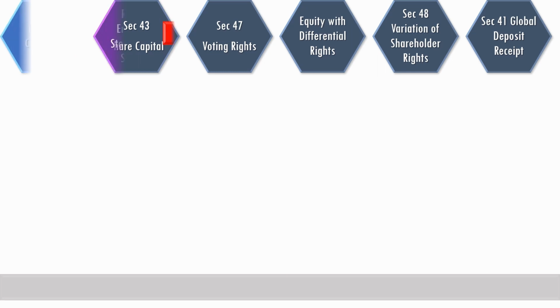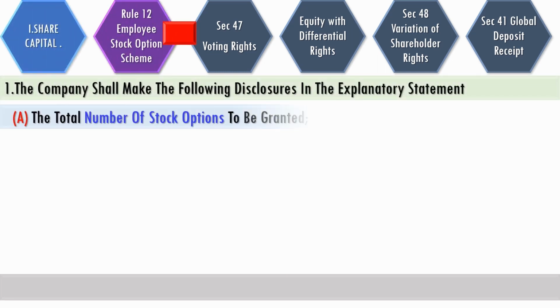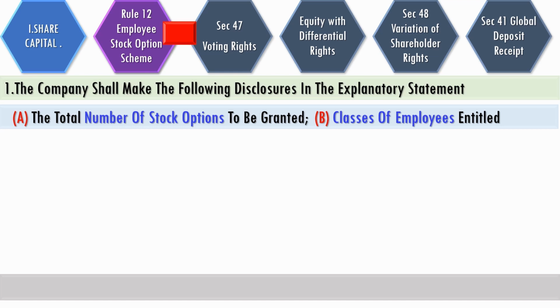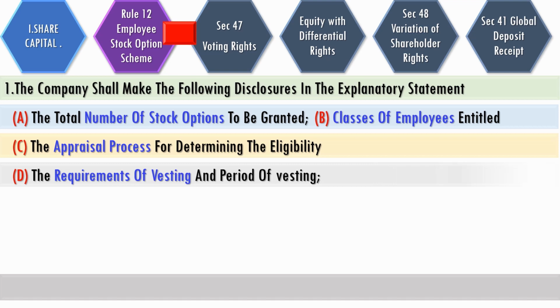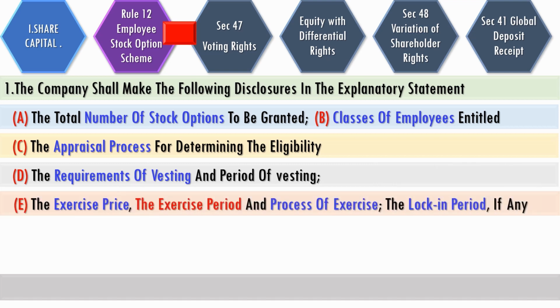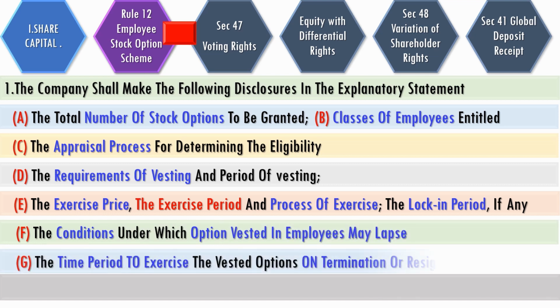The explanatory statement to the shareholders' resolution shall cover extensively the number of stock options, classes of employees, the appraisal process for eligibility, requirements of vesting and the period of vesting, exercise price, exercise period, process of exercise, lock-in period, and conditions under which options vested in employees may lapse, along with the time period to exercise the vested options on termination or resignation of the employee.